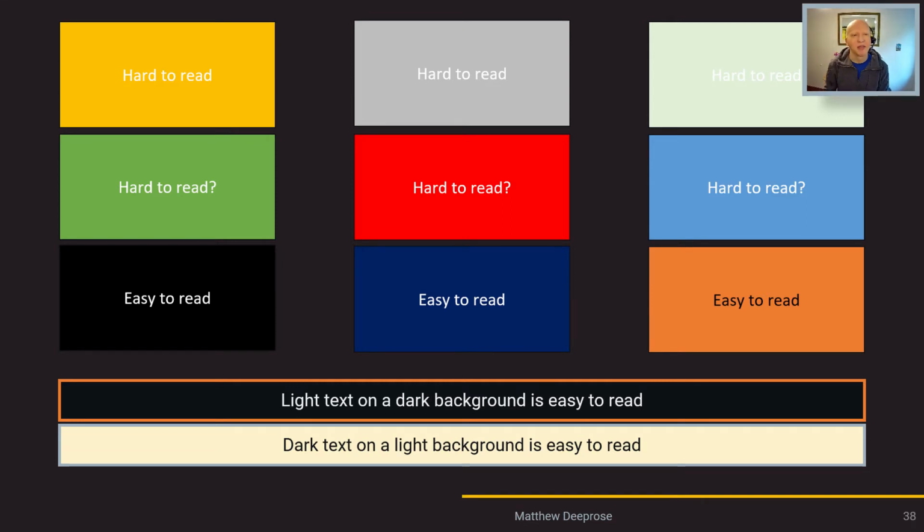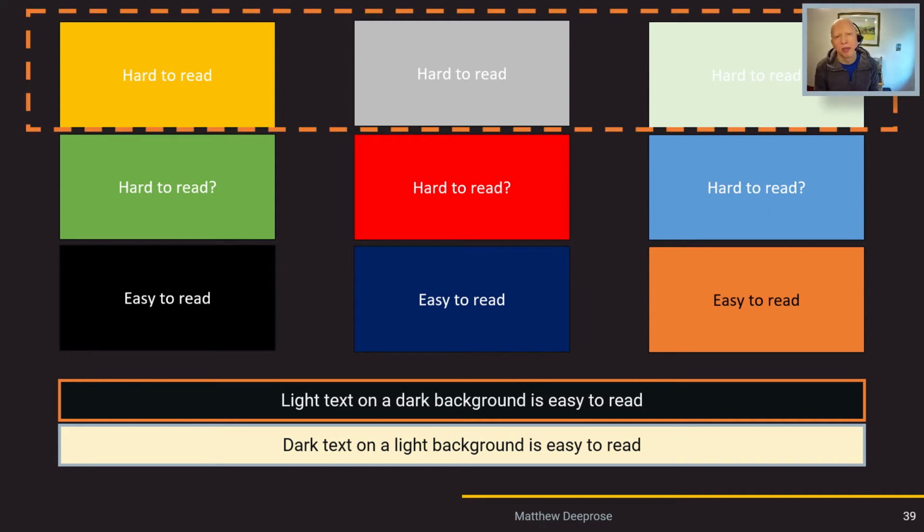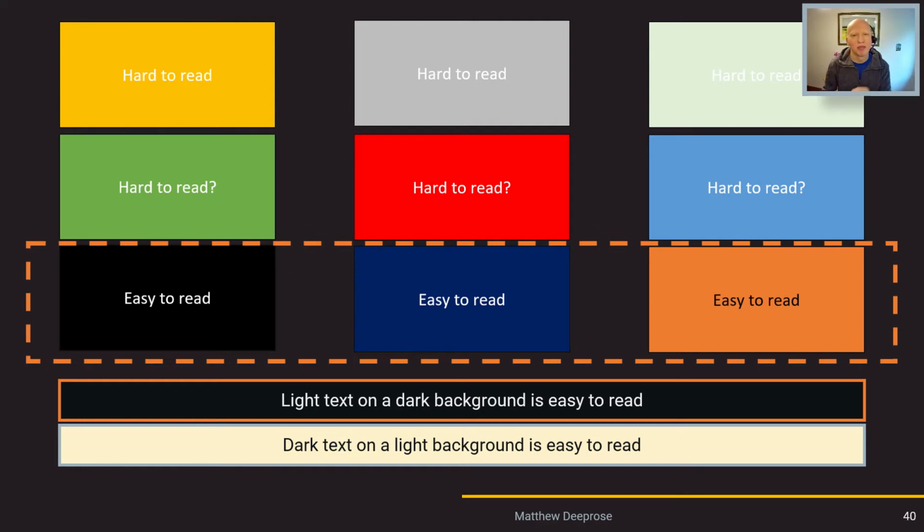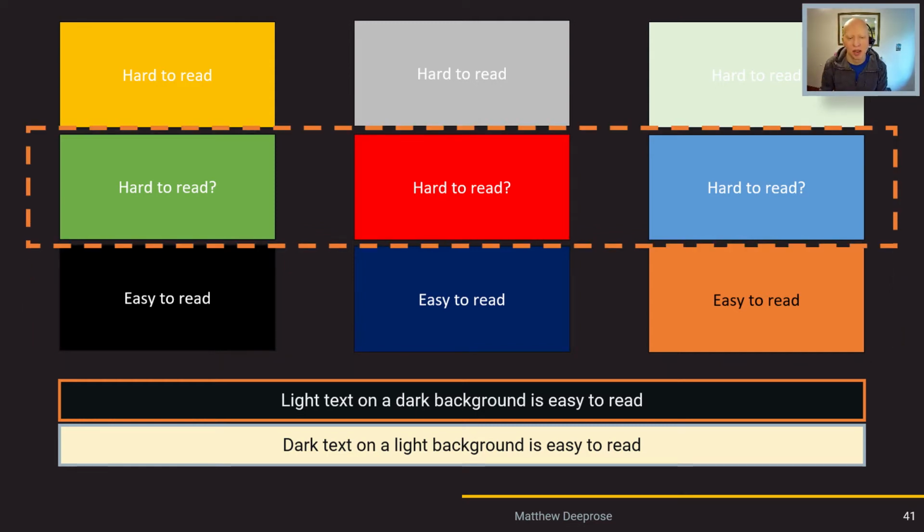Here are 9 text boxes of various colors in rows of 3. The top row, most would probably agree, is hard to read. The bottom row, most would agree, is easy to read. But what about that middle row?